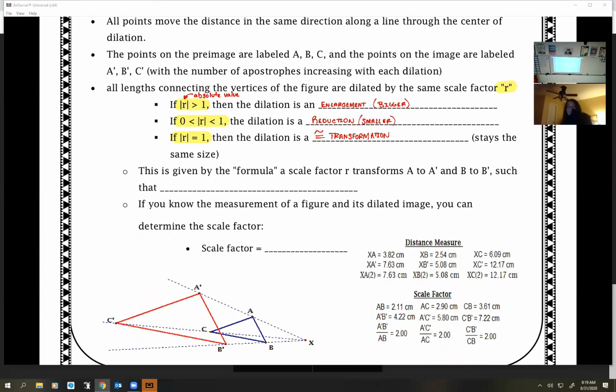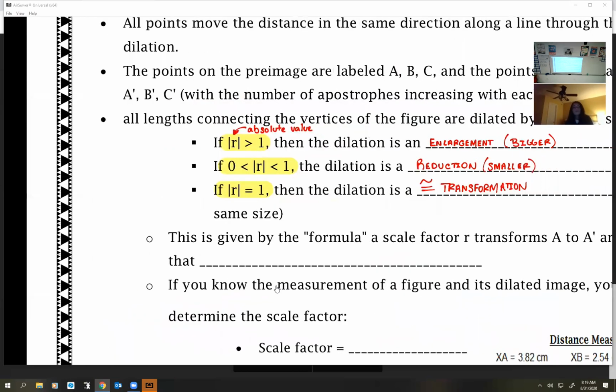So we've got three rules. Absolute value of R is greater than 1, it's an enlargement. Absolute value of R is between 0 and 1, it's a reduction. And if the absolute value of R is equal to 1, it's a congruent transformation. Where you've got to be careful, because a lot of people associate that second rule with any fraction. Is that true? Could you say any fraction is automatically a reduction? Mathematically speaking, could you say that?